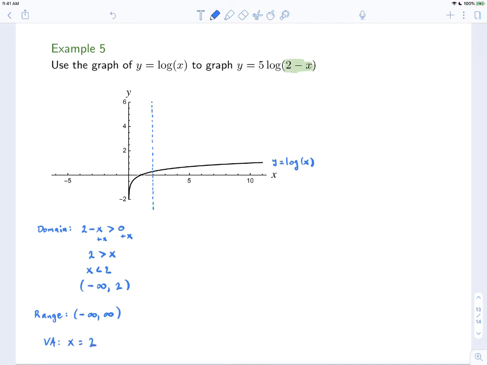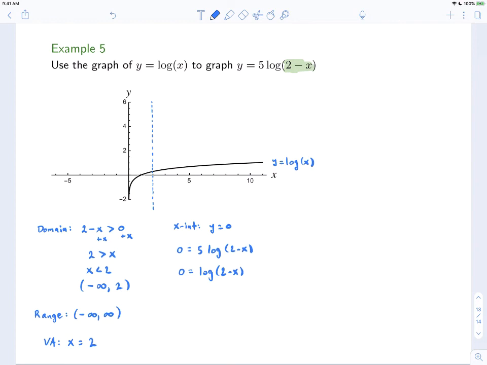Now in order to actually graph this, what we're going to do is we're just going to find the x-intercept and the key point just in the way that we have before. So the x-intercept is the place where y is equal to 0. So we have 0 is equal to 5 times log base 10 of 2 minus x. So we can divide everything by 5, and we just end up with 0 equals log 2 minus x.